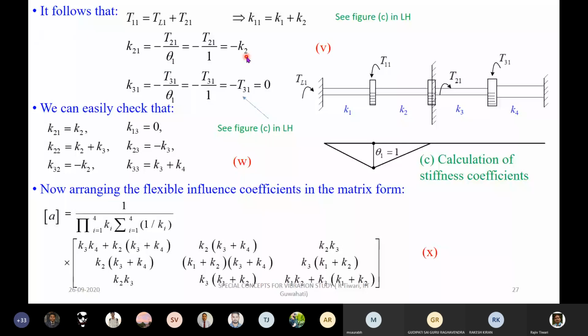Similarly, the K31 stiffness influence coefficient we define as minus T31 by theta1. Theta1 is 1. T31 is the torque here, but once we have fixed here, there will not be any torque here. So that will be 0. So K31 will be 0, because once we fixed here, this disk will not experience any torque. So the required K11, K21 and K31 we could obtain when we gave unit displacement at the first disk.